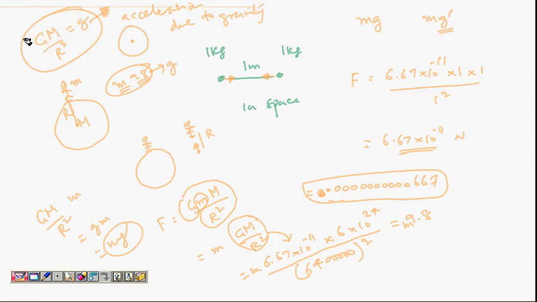How do you get small g? Take capital G, multiplied by mass of Earth, divided by radius of Earth square. If you want small g for Sun, take capital G, multiplied by mass of Sun, divided by radius of Sun square. If you want small g for a planet, let us say Jupiter, take capital G, multiplied by mass of Jupiter, divided by radius of Jupiter square. That gives you small g on Jupiter. So this is, in a nutshell, the whole concept of Newton's law of gravitation. Hope you enjoyed this lecture. Thank you.